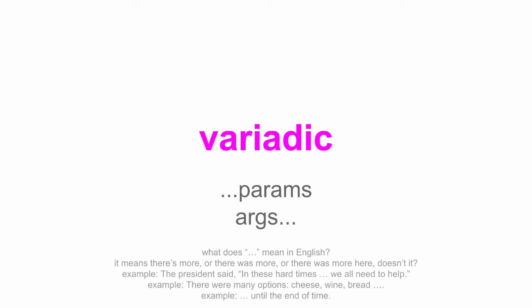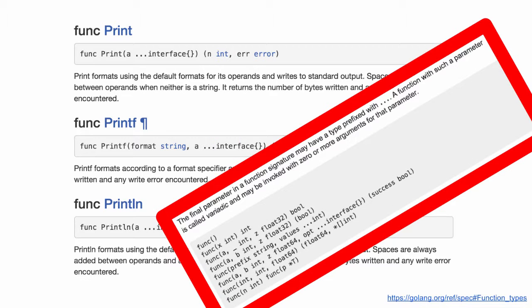And so the dot, dot, dot, I like to think about what the symbols mean. I think we saw that with pointers and ampersand, right? Particularly the pointer, that's a cool symbol that they chose. But dots, what does that mean in English? It usually means there's something more. Like, the president said, in these hard times, dot, dot, dot, we all need to help. There's more stuff in there, but it's been cut out. Or there are many options: cheese, wine, bread, dot, dot, dot, meaning we could elaborate more of the options. Or, example, dot, dot, dot, until the end of time. The dots just mean there's something more here. It's helpful to remember that. We already use that in English, and then when you see it here, it's not as foreign.